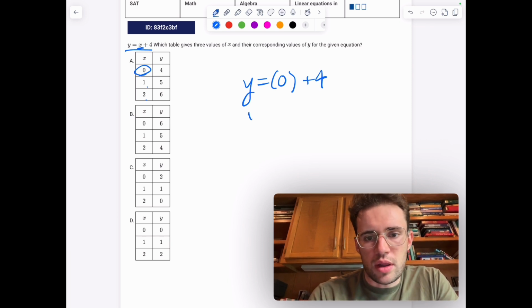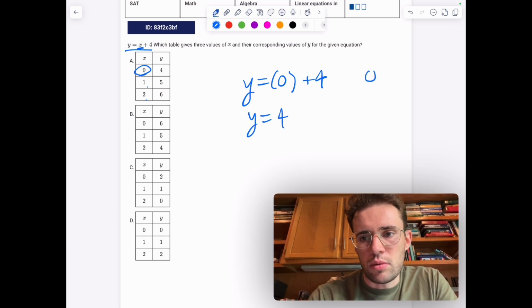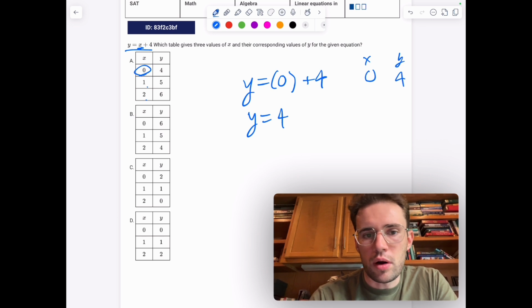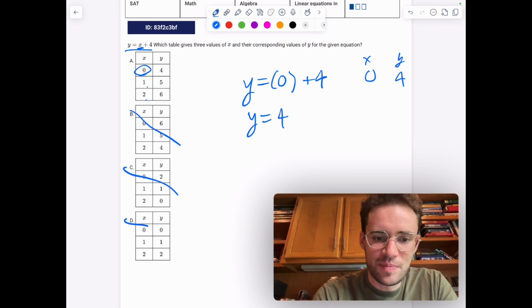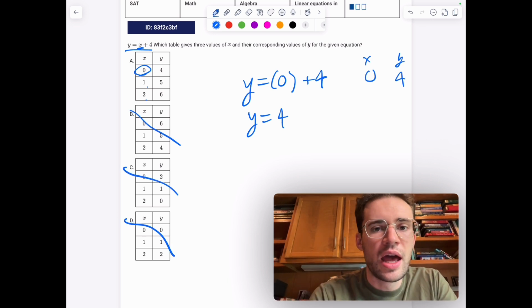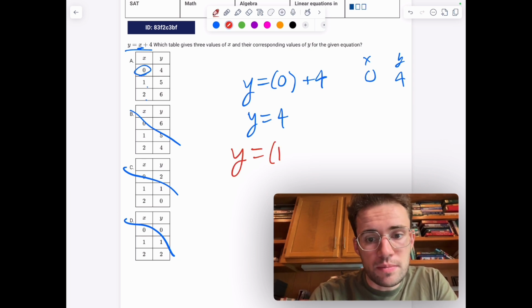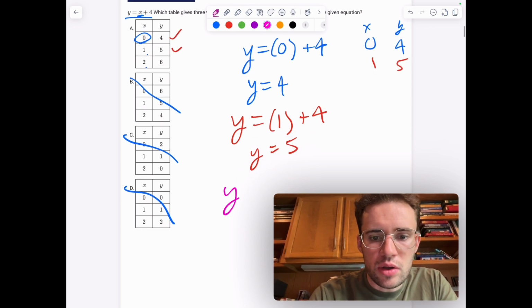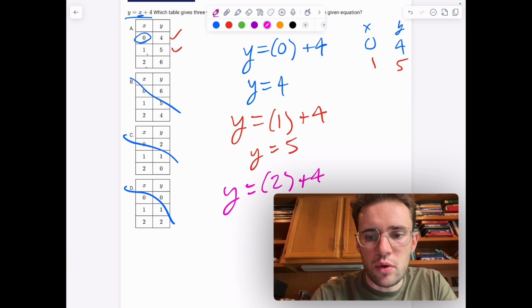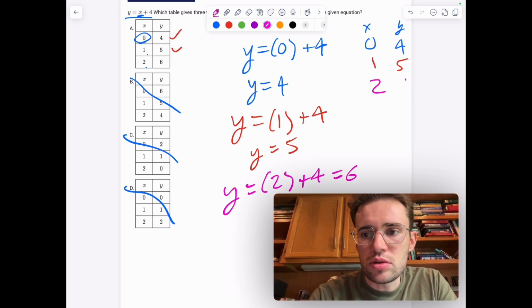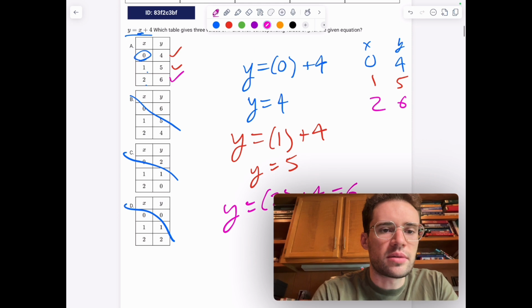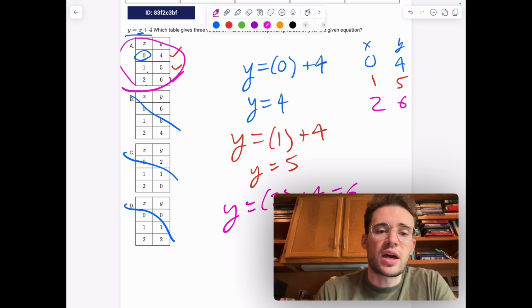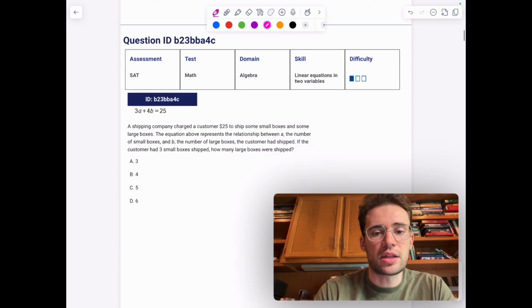Y equals 0 plus 4, that would mean y equals 4. So when x is 0, y will be 4, which the only option is A. That works for that. So you could just circle A. I'm going to do the other ones just to confirm that it's right, and it won't take that much longer. When x is 1, 1 plus 4 is 5, so y should be 5. 1, 5, this checks. And then when x is 2, 2 plus 4 would be 6. So 2 and 6, that also checks. All right, so A is your answer there. You could have done it even just from the 0, but that's all you got to do.